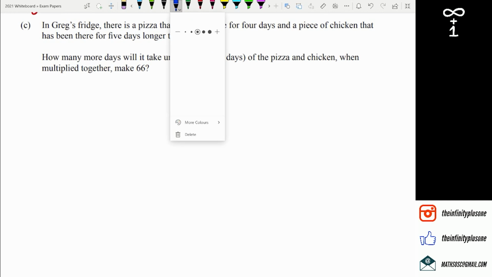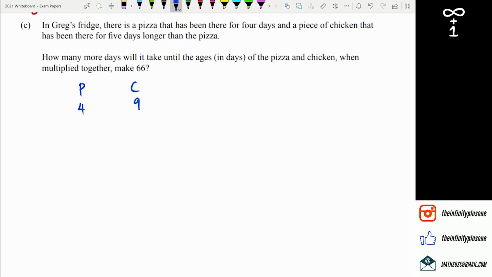Right, so let's just do this, all right? If we have a pizza and chicken, the pizza's been there for 4 days, and the chicken's been there for 5 days longer than the pizza, which means it's going to be 9 days. So we basically asked how many more days it will take until the days of the pizza and chicken, when multiplied together, is 66. Right now the days multiplied is actually 36. The next day it's going to be 5 and 10, which goes to 50. And then 6 and 11, which goes to 66.